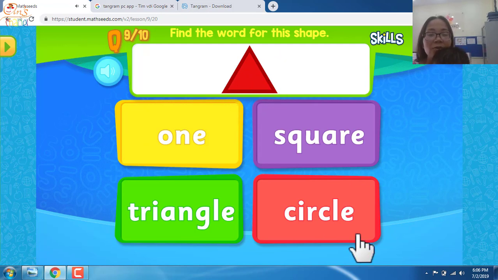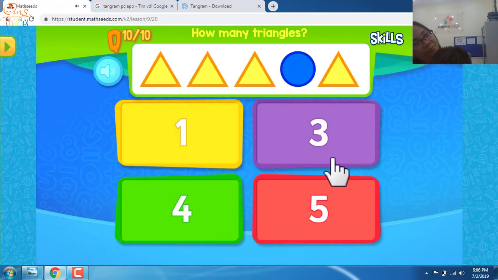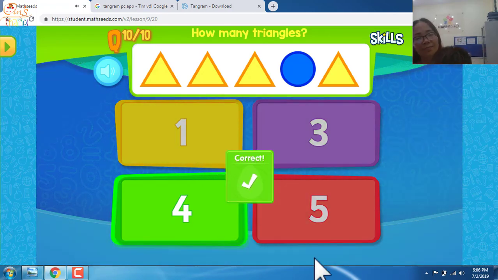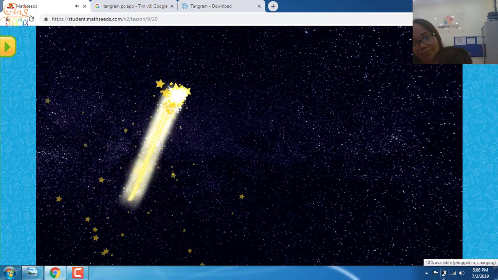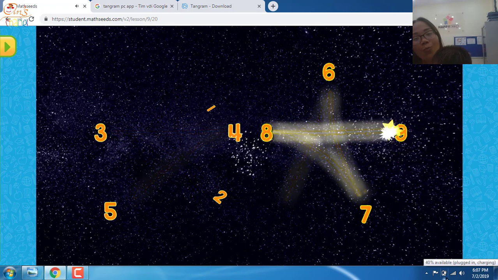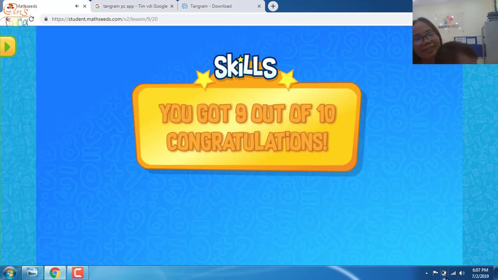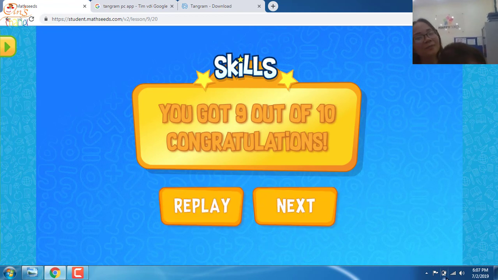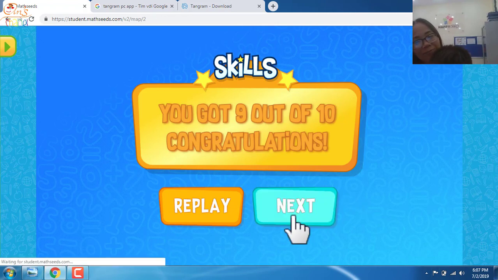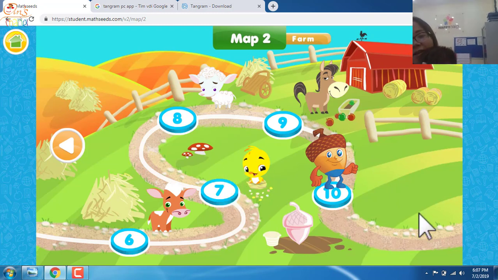Find the word for this shape. Look what this? Triangle. So, find the word triangle. You have just found it before. How many triangles? 2. Yes. Congratulations! Okay.